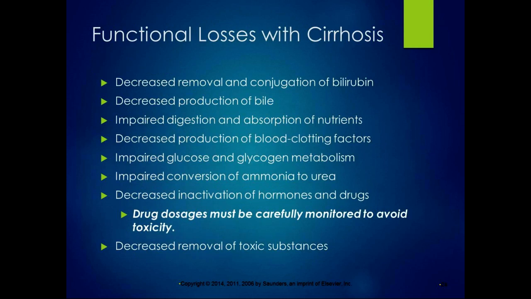So when you have cirrhosis and you have that fibrosis and cell damage, you get decreased removal and conjugation of bilirubin, decreased production of bile, so that affects your digestion, impaired digestion and absorption of nutrients, decreased production of blood clotting factors. You see how we're going downhill here? Impaired glucose and glycogen metabolism, that's that storage issue. Impaired conversion of ammonia to urea, that can build up and be toxic in your system. Decreased inactivation of hormones and drugs.